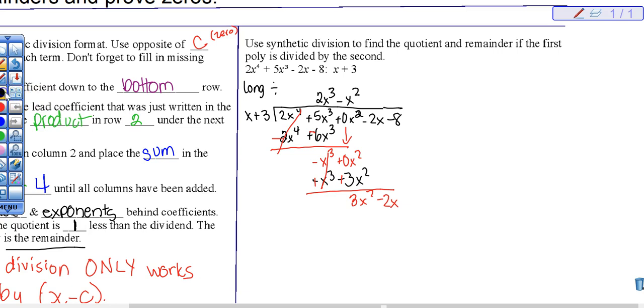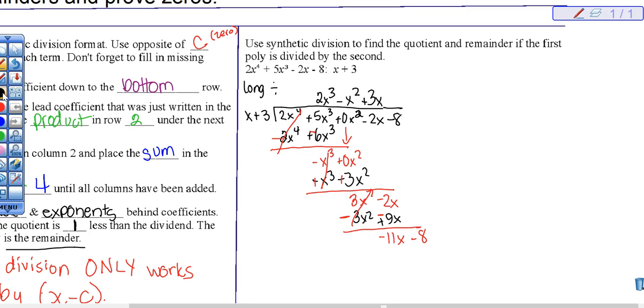And we do it again. So 3x squared divided by x is 3x. So positive 3x. And we multiply. So 3x squared plus 9x. Now that we've multiplied, we subtract. So we're going to change our sign. So minus, minus. Cancel. That's negative 11x. Bring down the minus 8.